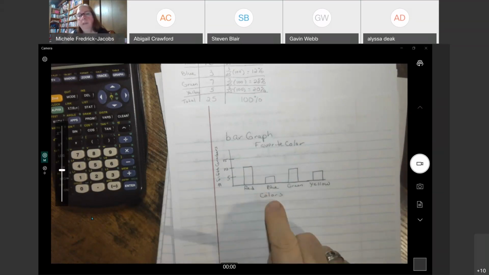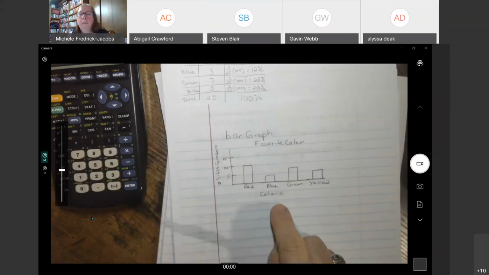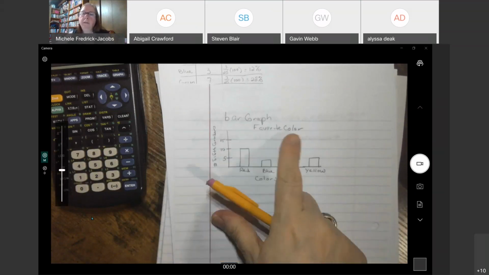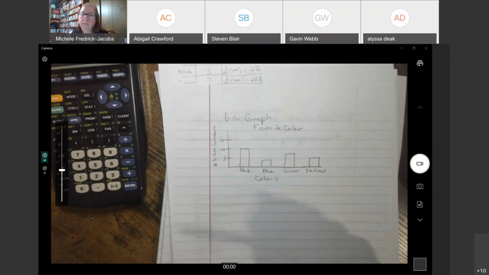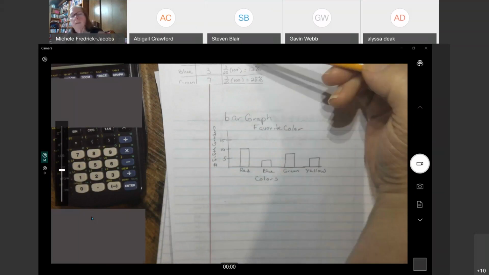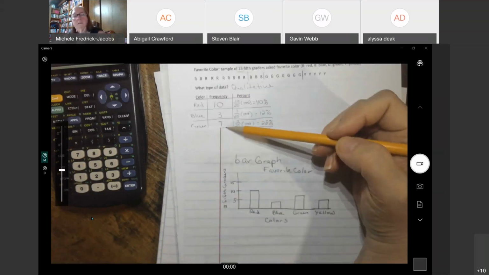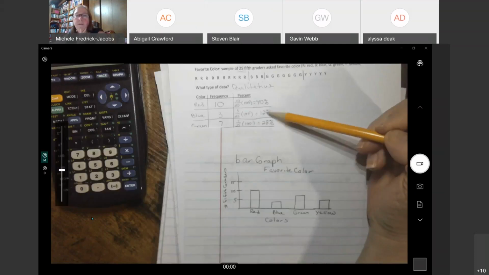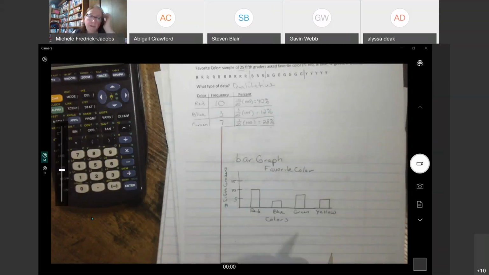You should always label your axes. The bars will not touch, and then you should have a title. So a bar graph uses the frequency. We're going to do a pie chart that uses the percent. Are there any questions on the bar graph? We're also going to learn how to use these on Excel.